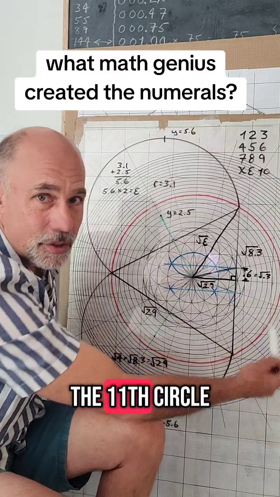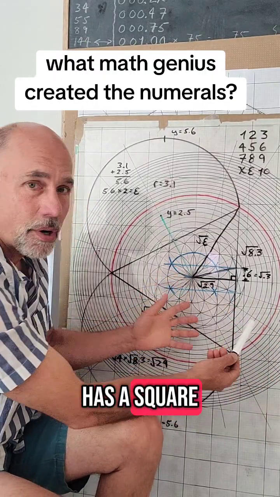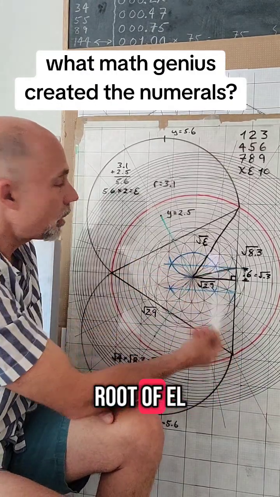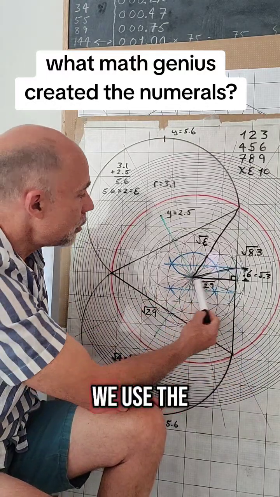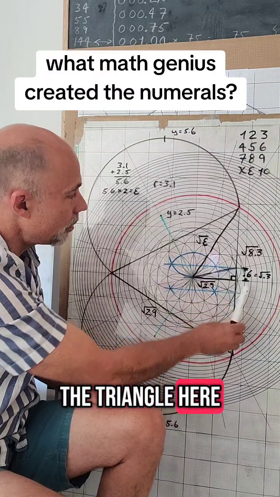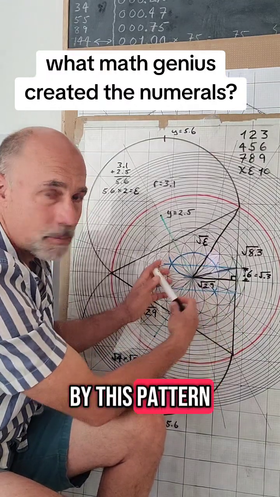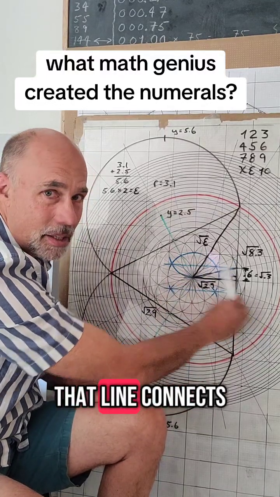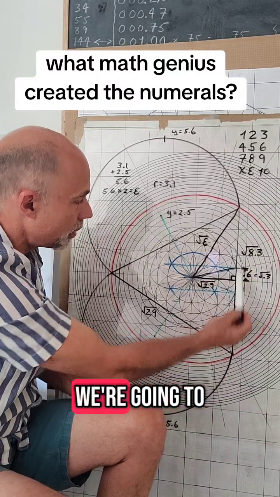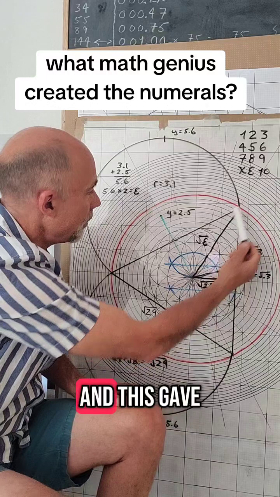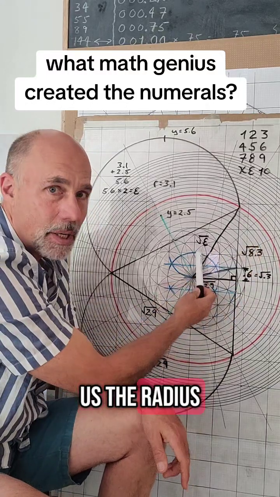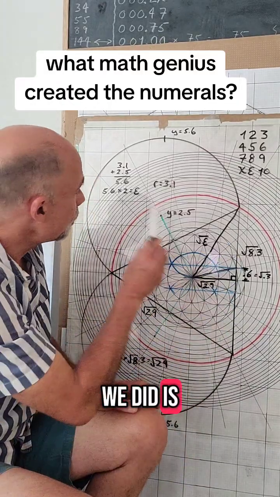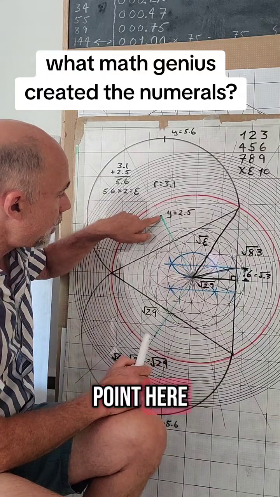So we're on the 11th circle in the series. It has a square root of 11, or in base 12 that's called L. So the square root of L. In the last video I showed you how we use the triangle here, the points that are created by this pattern, dividing the length of 1 into half, and then where that line connects with the square root of 3, we were able to create points and draw a line up here, and this gave us the radius of square root of 11.